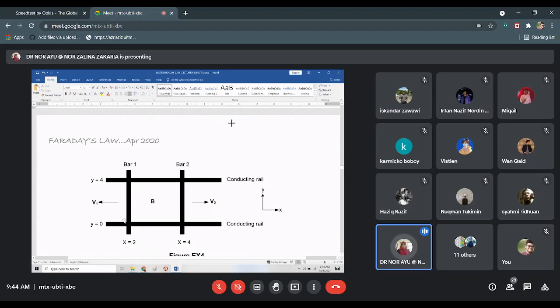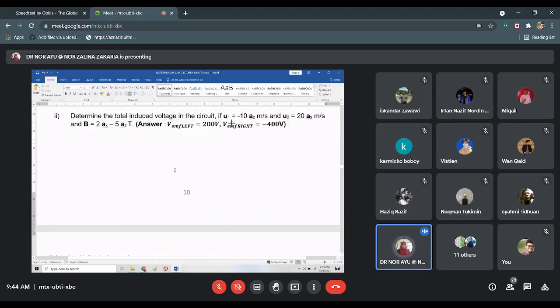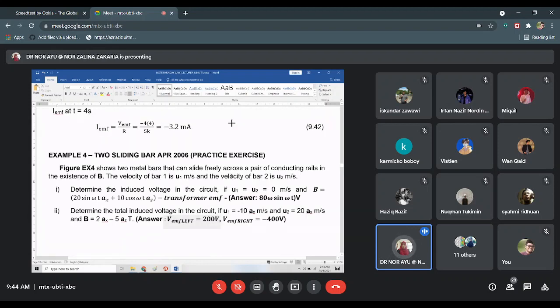Alright, so if you look here, this is the sliding bar. This sliding bar cuts your magnetic field. So of course your dL will be dx, because it is parallel to the x line, right? So your dL is equal to dx. Alright, we go to the questions.